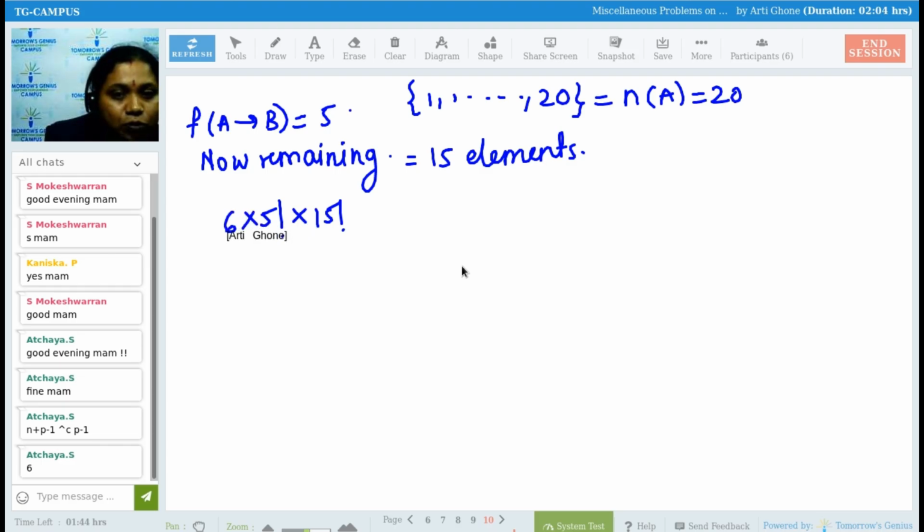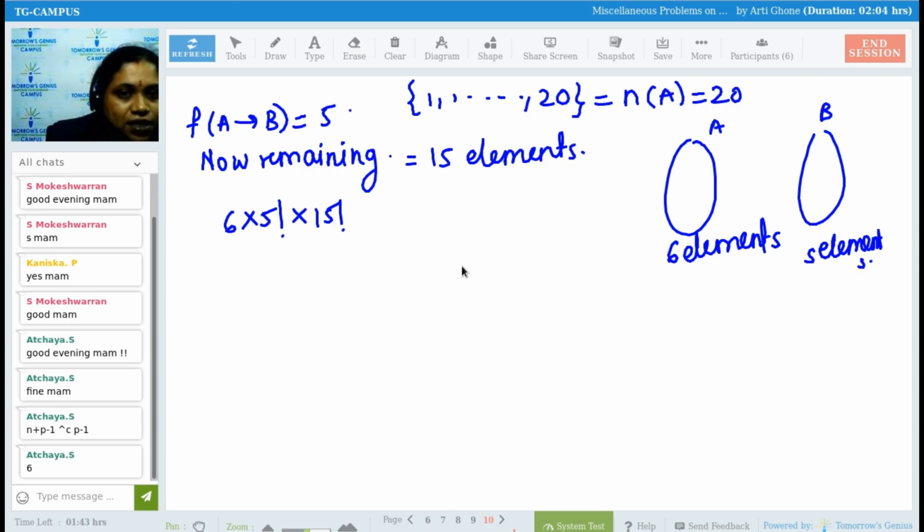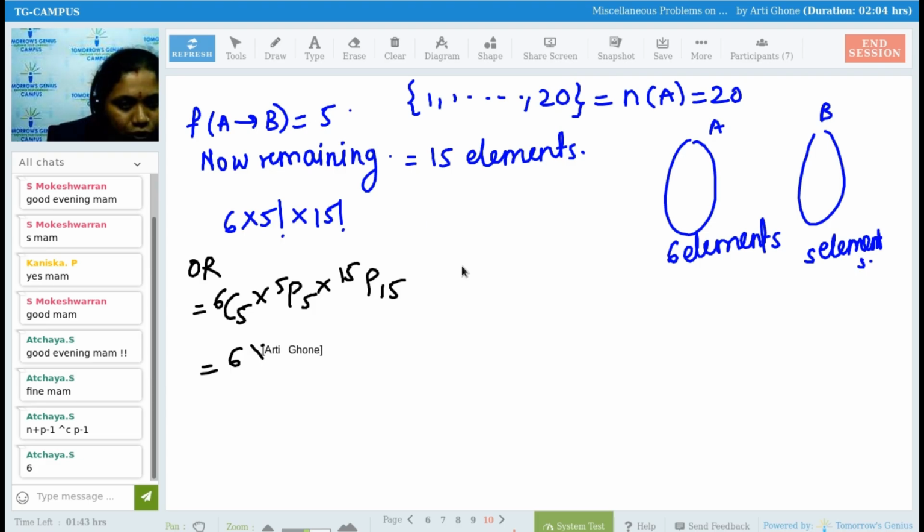Otherwise, into 6 is the answer, one more time, because we have set A of 6 elements and set B of 5 elements. I know it's not easy to understand, but now see why this 6 comes. Or you can explain this answer as selection of combinations: 6C5 into 5P5 into the remaining 15P15. Clear? So it will be 6 into 5 factorial into 15 factorial. So it is equal to 6 factorial into 15 factorial.